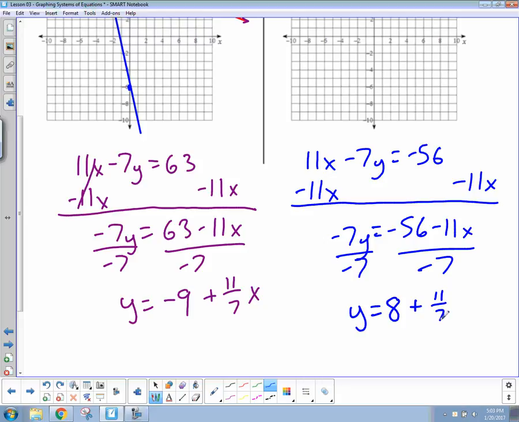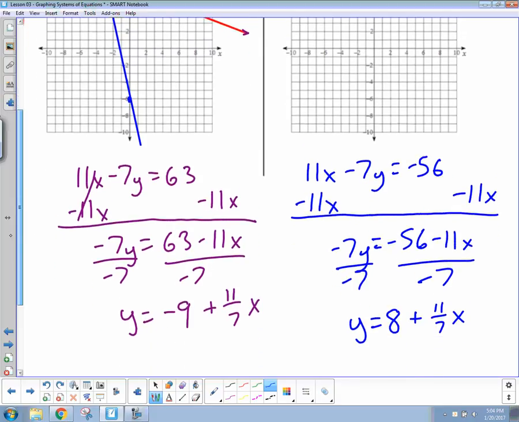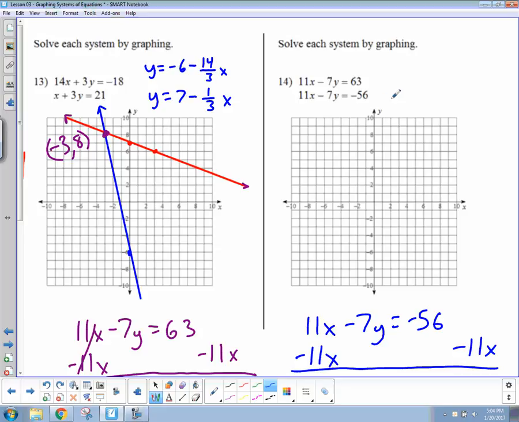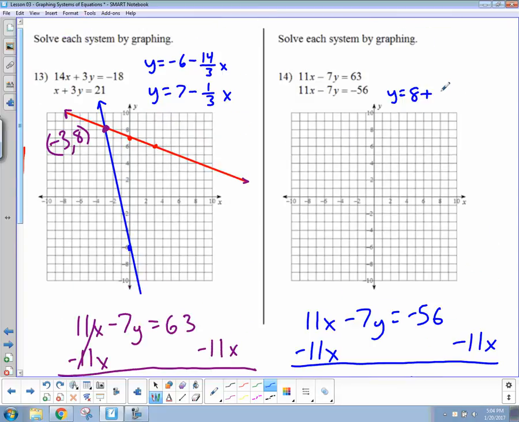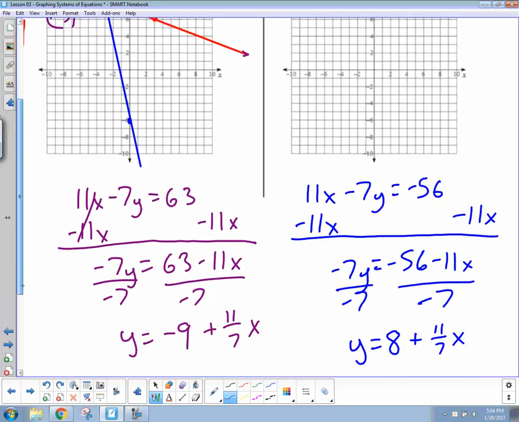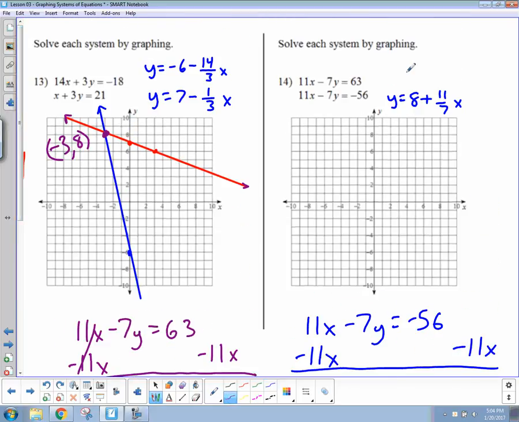Look what happened. Looks like the slopes are the same, but our y-intercepts are different. So let's transplant these up here. Let's do the blue line first. Y equals 8 plus, was that a plus? Yep, 11 over 7 x, and my purple one was negative 9. Same slope. Negative 9 plus 11 over 7 x.